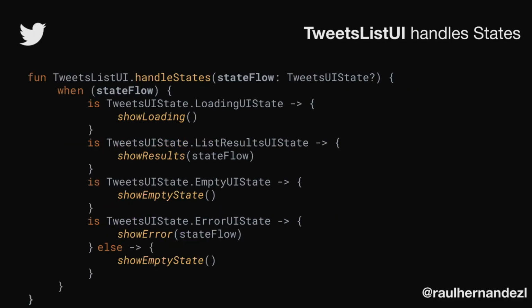And then what I have in my view is a standard function for handling states, passing those state flows and making sure that the different ones are actually a loading state. Then I show the loading. If it's a list of results, then I show the results. If I have an empty UI state, I will show the empty state, or an error UI state, I will show the error, or you can put as a default anything you want. I put, in this case, show empty state.